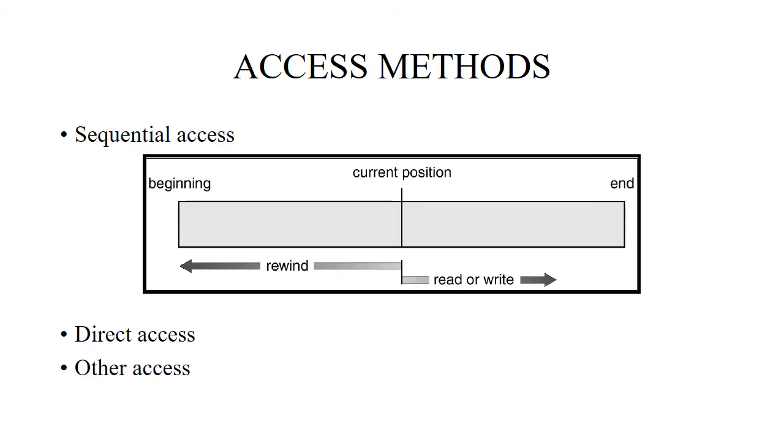Access methods. These are different methods of accessing the file: sequential access, direct access, and other access. Sequential access is the simplest access method, in which the information in the file is processed in order, one record after the other. For example, editors and compilers usually access files in this fashion.